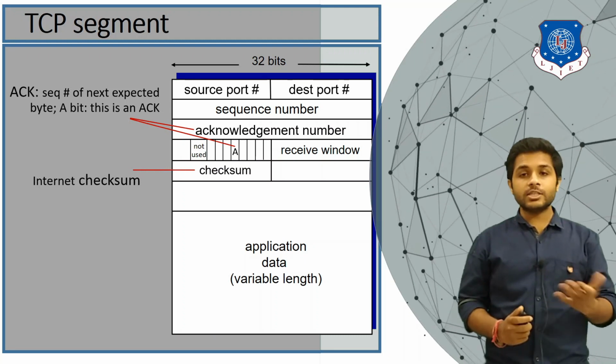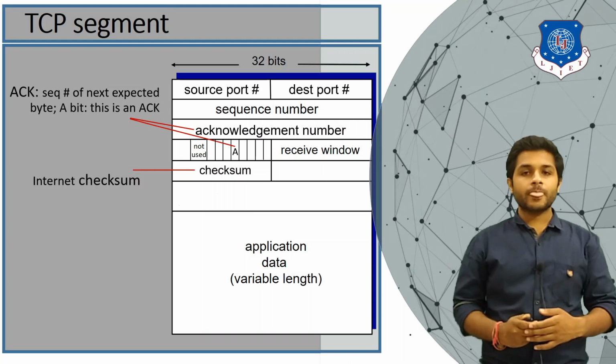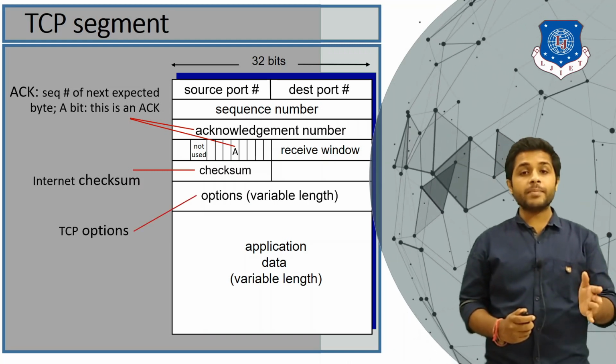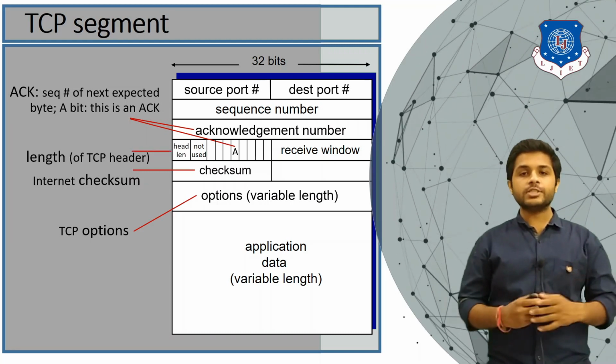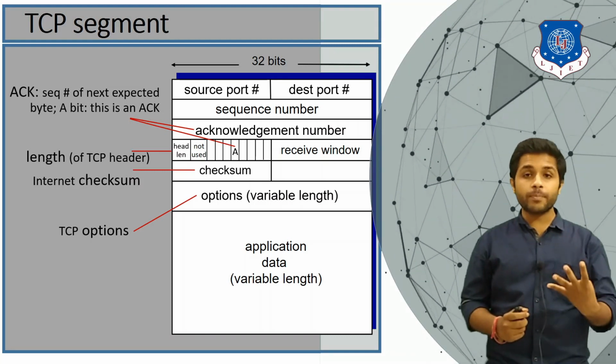Then the next field is the checksum. Again, this field is used for error detection, and there is an option that in that field we will implement some different TCP options. Now let's see the next field, which is the header length. The length of this field is 4 bytes.